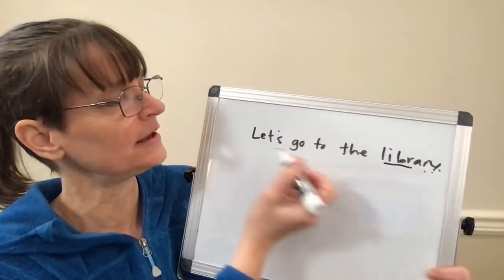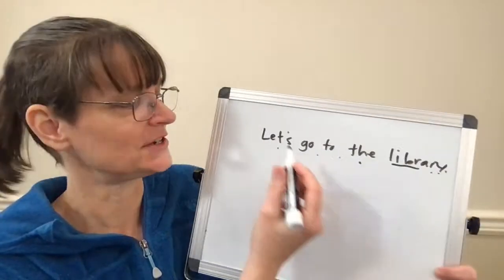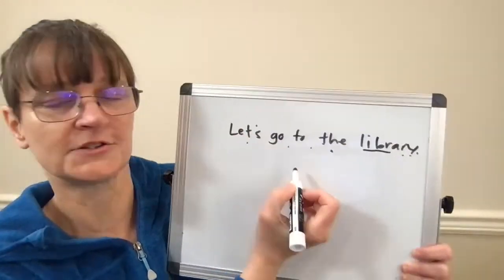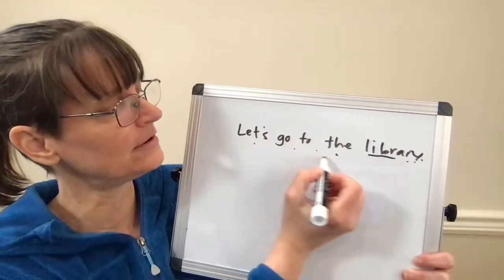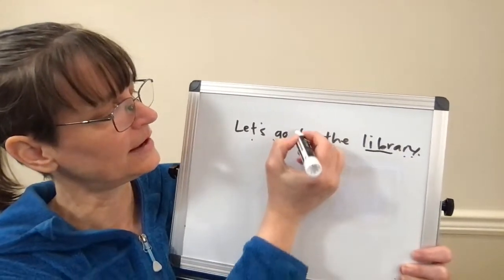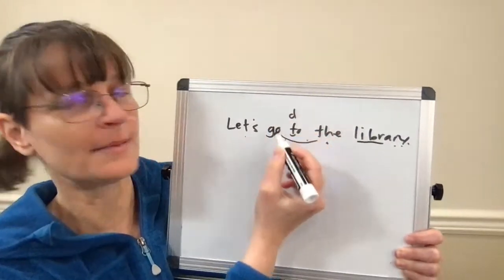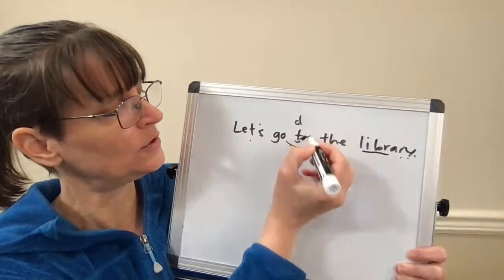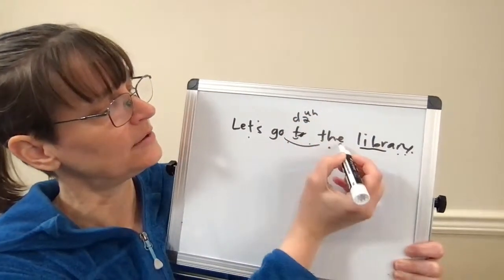Let's go to the is linked together, and there are some reductions here. So first of all, I don't say let us go to the library. We already contract into let's. Let's go to the sounds like these all link together. The T becomes more of a flap, so it's almost more like a D, and the oo becomes a schwa, sounds like duh. Let's go to the.